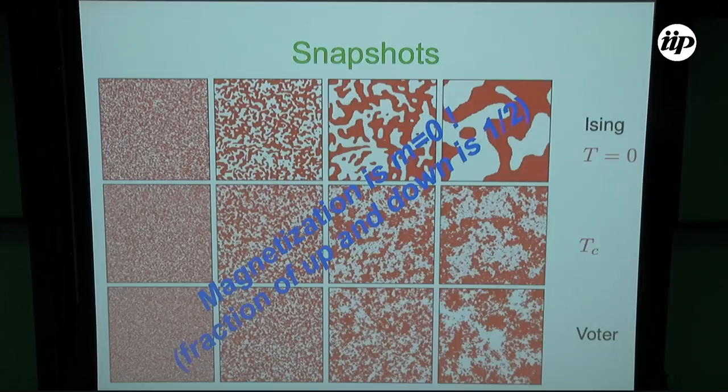So let me mention one thing that will be important in the following. In all this coarsening process, at all times, the magnetization, which means the difference between the red and the white spins, up and down spins, is fixed to 1/2. It doesn't move from there.